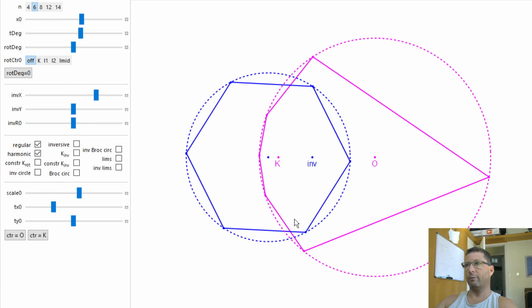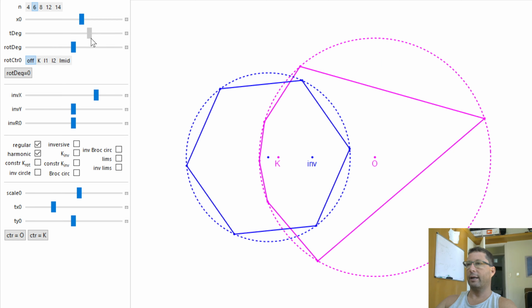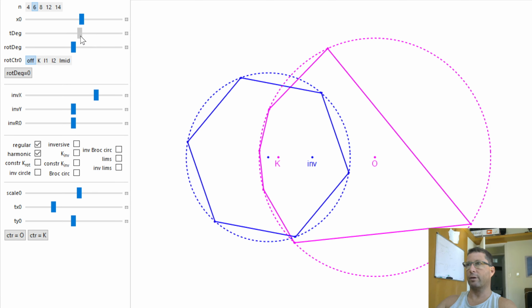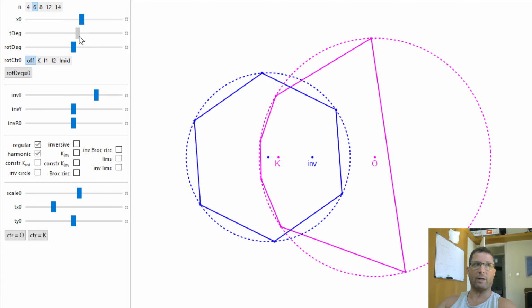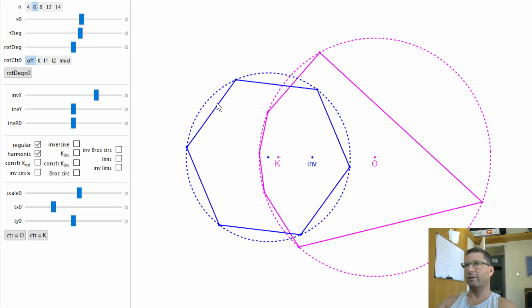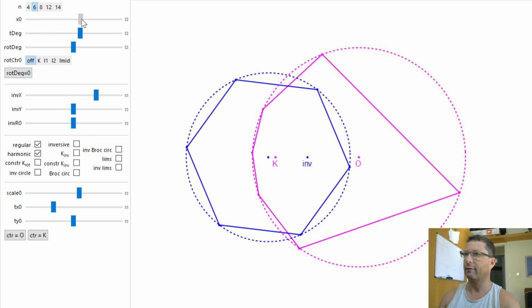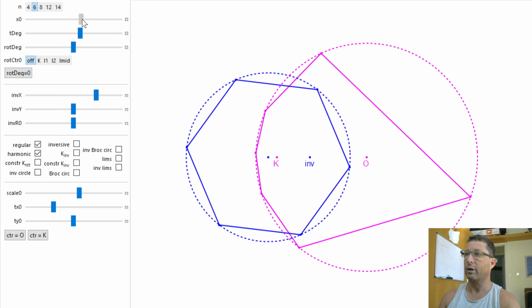Now, as I rotate my regular family within its own circumcircle, the magenta harmonic family rotates within its own circumcircle. The reason the magenta family is inscribed in a circle is because the inversive image of the circular motion of the regular vertices is another circle. Now of course I can select the location of this inversion point, and that's going to give me a slightly different family of harmonic polygons. And right now I'm choosing n equals 6.